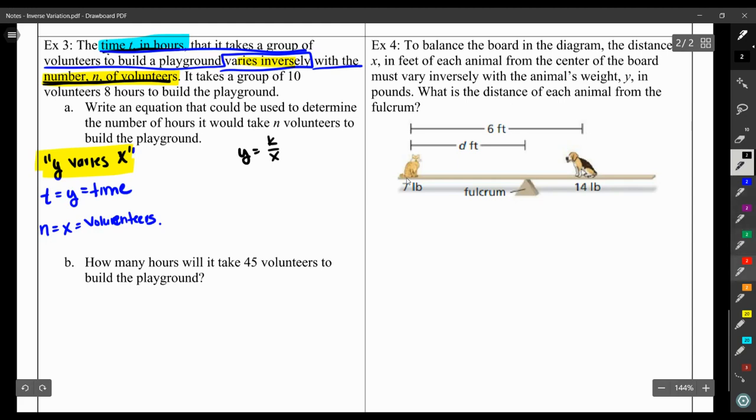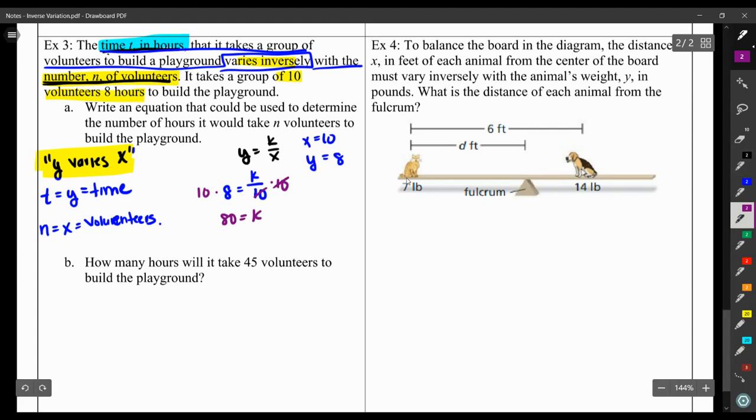Okay, so let's see. It says it takes a group of 10 volunteers 8 hours to build the playground. So 10 volunteers, so x is equal to 10 when y is equal to 8. 10 volunteers will take 8 hours to build the playground. Okay, so let's plug those in. Y is equal to 8, k over x, x is equal to 10. And we need to figure out that constant of variation. So we're going to solve this for k by multiplying both sides by 10, and you end up with k is equal to 80.